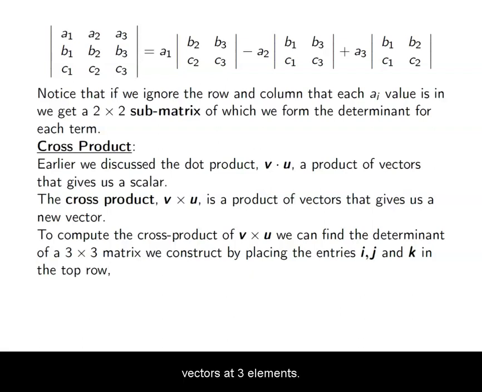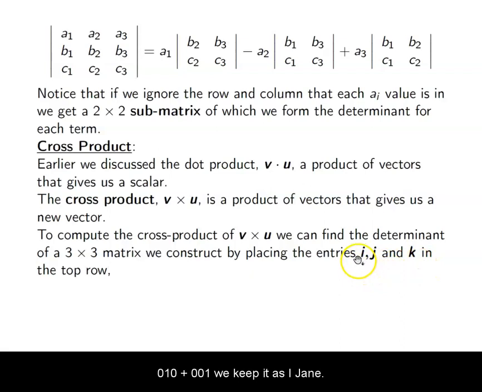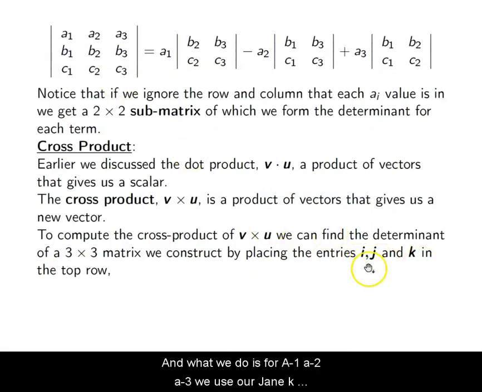So 2 vectors that have 3 elements each, and what we do is we place an i, a j, and a k in that form. We don't expand this to 1, 0, 0, and 0, 1, 0, and 0, 0, 1. We keep it as i, j, and k. For A1, A2, A3, we use i, j, and k respectively. So A1 we replace with i, A2 we replace with j, and A3 we replace with k.